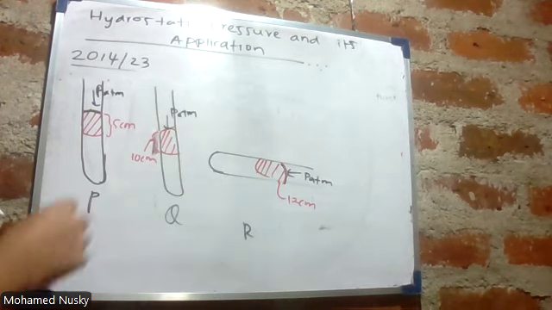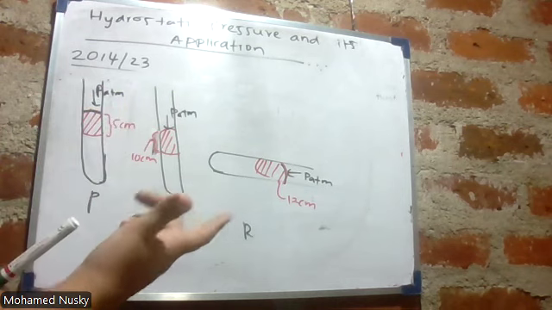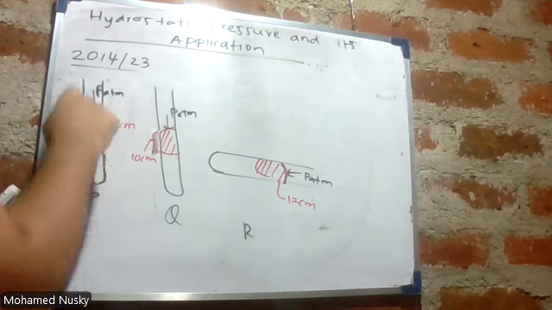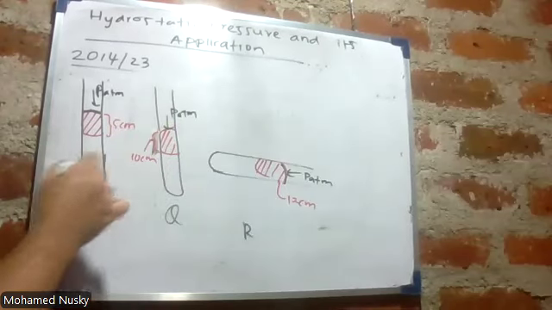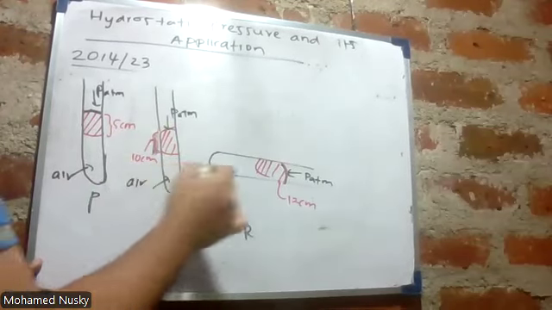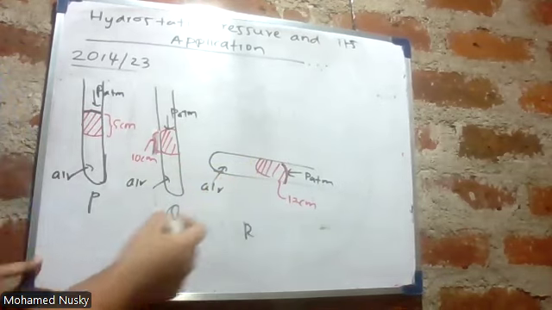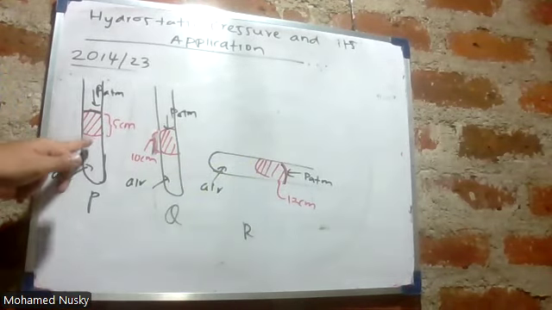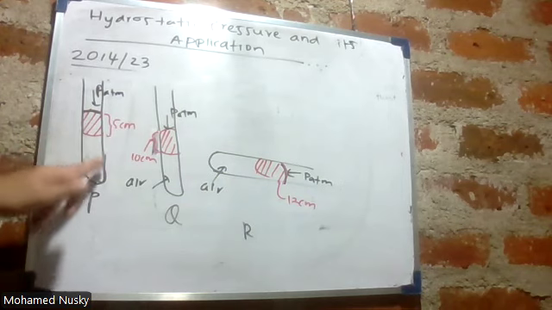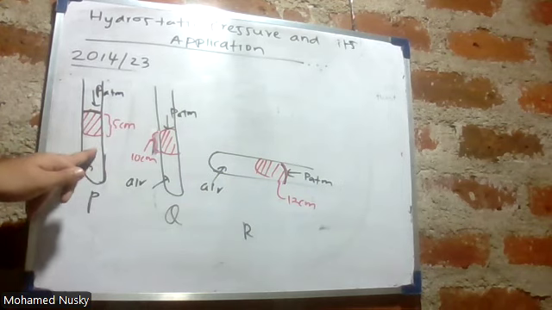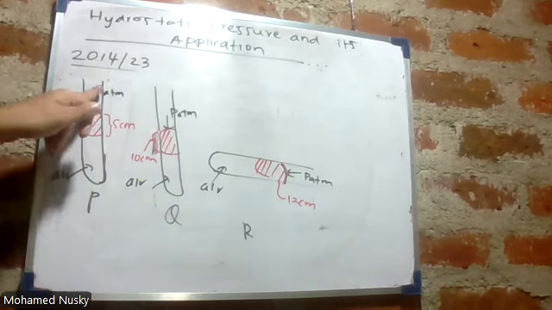Now here also, this mercury is a liquid, no? Because of this liquid, there will be a pressure. Now here there will be air. Here there will be air. Here also there will be air. So what is the pressure in the air? What is the pressure inside the empty space? The empty space in this tube P. That is the pressure due to atmosphere.